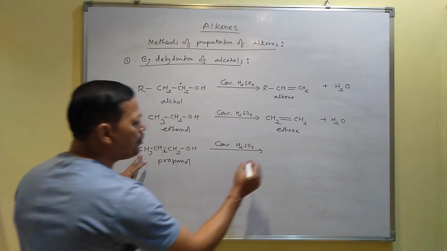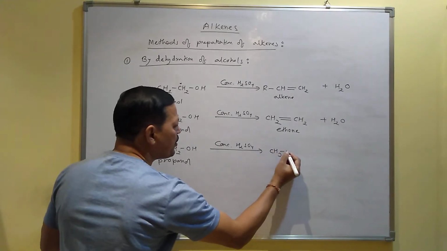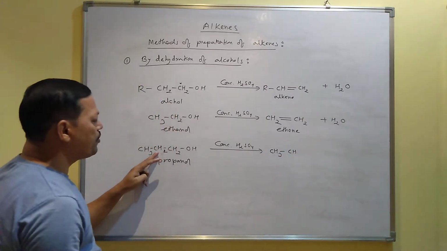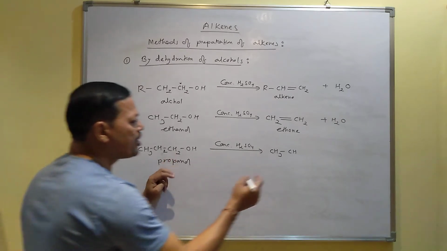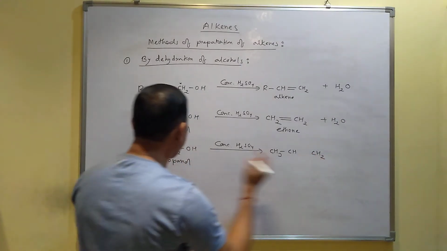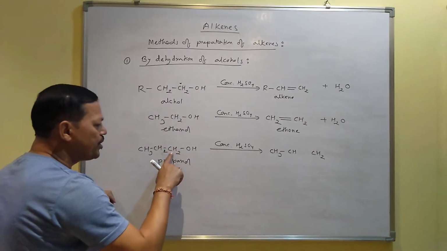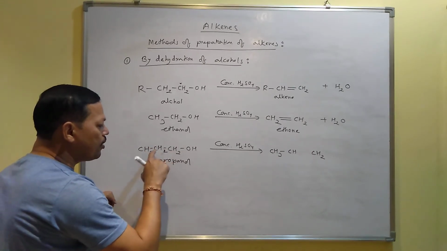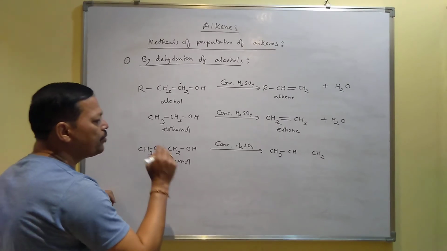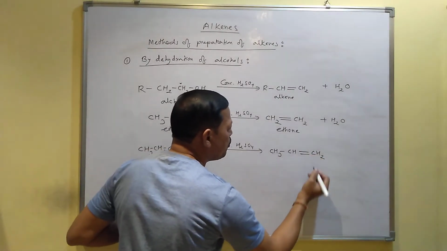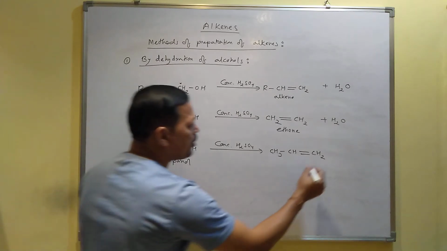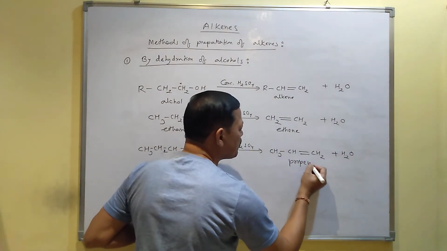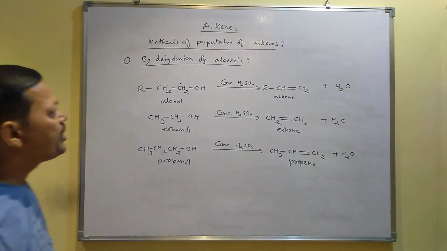So this carbon will remain the same, CH3, then this carbon will be CH because one hydrogen will be released from this carbon, and from this carbon the OH is released, that's why it remains as CH2. In between them, you will get the double bond, which is called the elimination reaction, and a water molecule is released. You will get the propene. So this is called dehydration of alcohol.